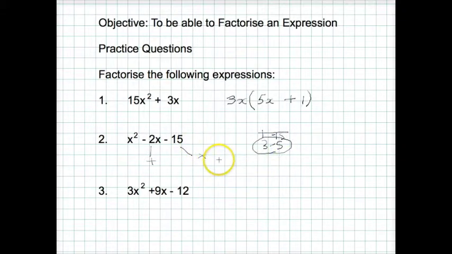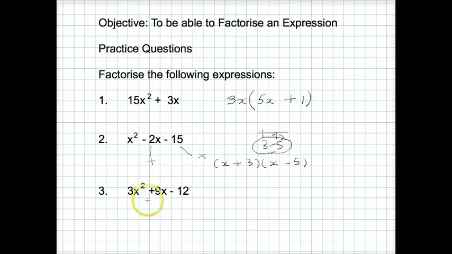And then all we do is we open up a double set of brackets, and inside the first one we write x plus 3, and inside the second one, x minus 5. These could be the opposite way around. You could have x minus 5, x plus 3, but obviously the signs must be correct for each number.